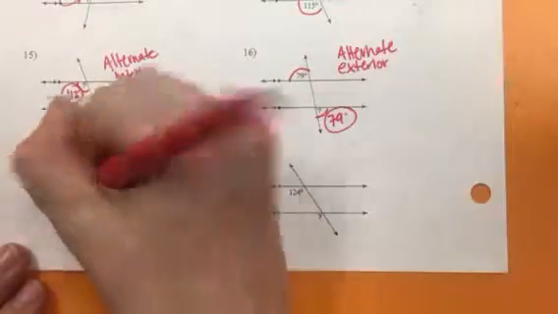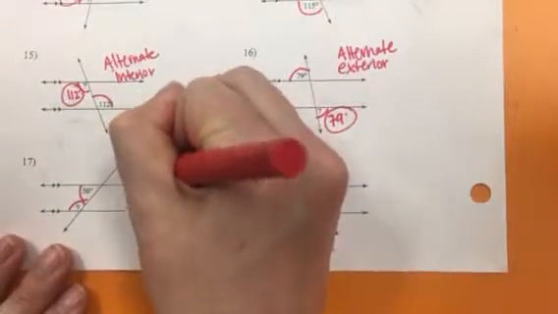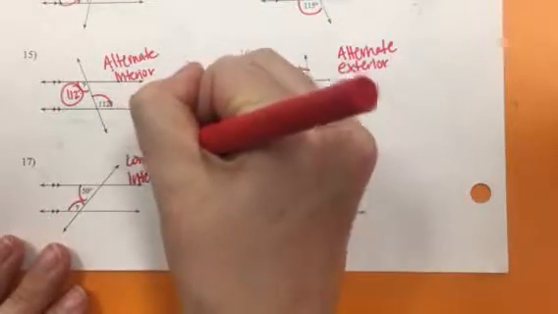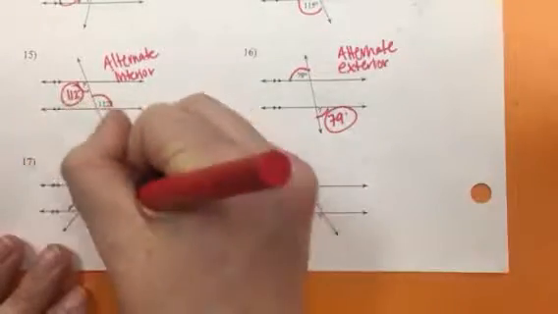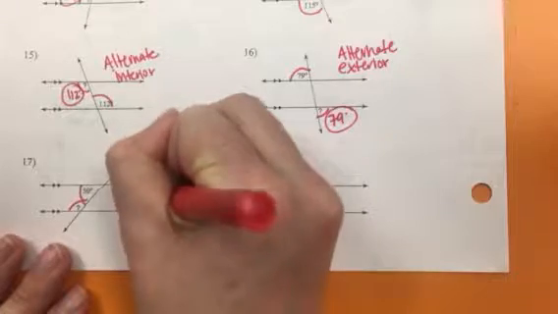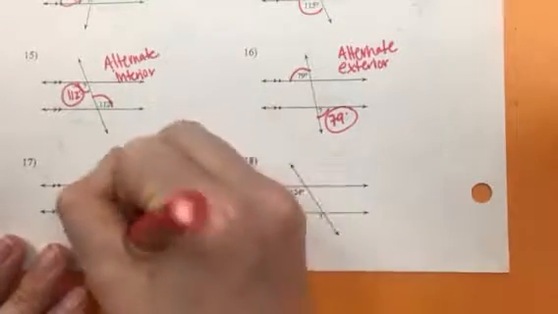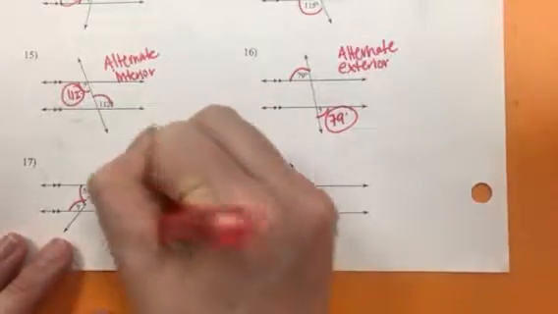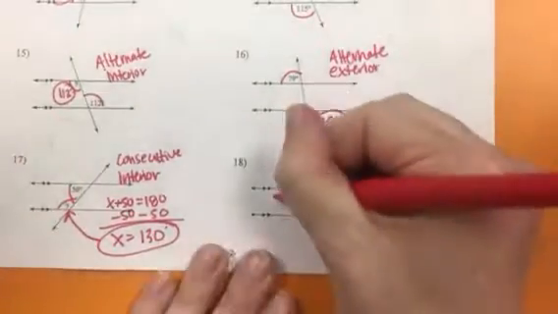17, I have that they are interior on the same side, consecutive, which means they should add up to equal 180. So that angle is 130 degrees.